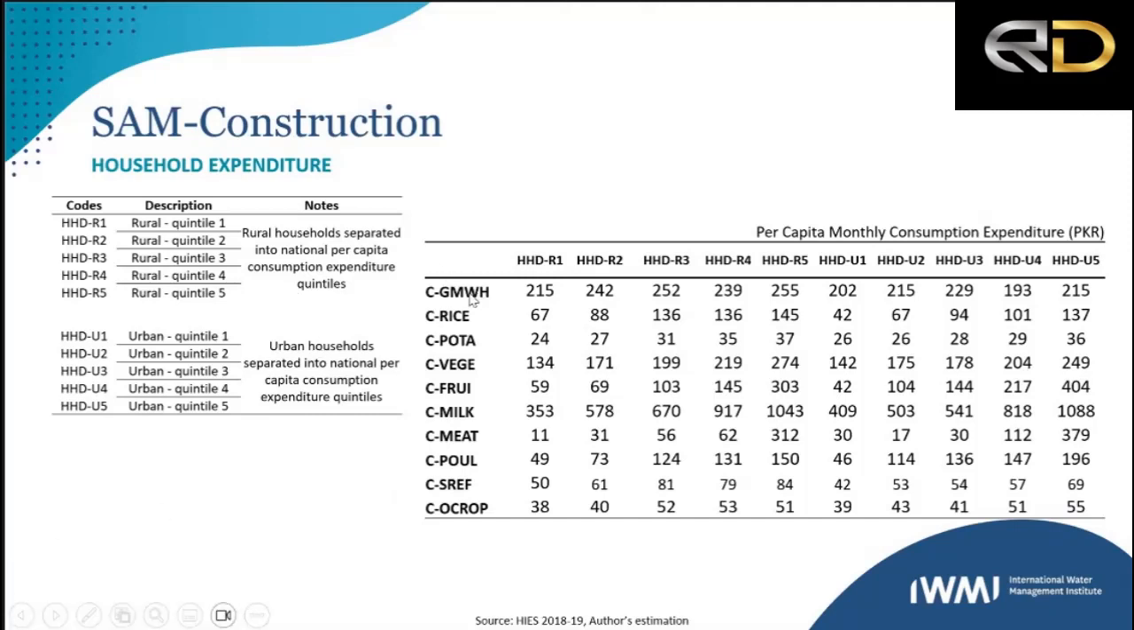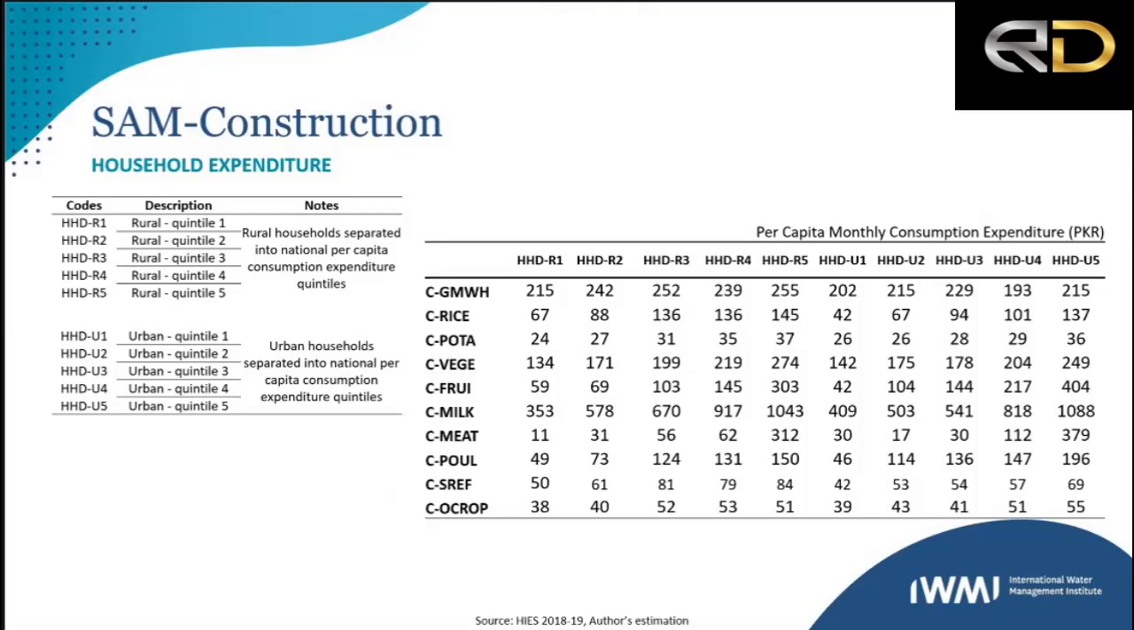GMWH is flour, basically. And you can see that it does not grow very much when you go from the lowest quintile to the highest one in either urban or rural areas. It's a little different for rice, which grows quite a bit. So rice is a different commodity than wheat. There's not much change in potatoes. Vegetables, fruit, and milk all grow substantially with income in ways that seem logical.